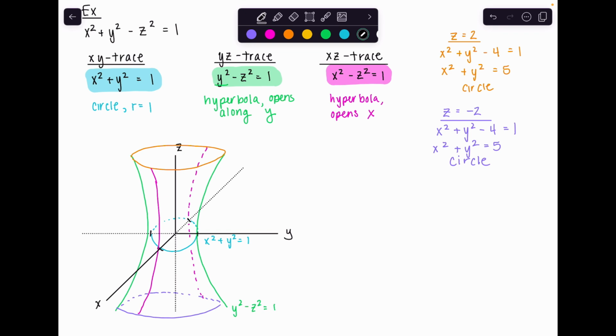So this is going to be something called a hyperboloid. Now we have two different types of hyperboloids. There's hyperboloids of one sheet and hyperboloids of two sheets. Basically, because you can wrap this thing with a single sheet of paper, this is called a hyperboloid of one sheet.